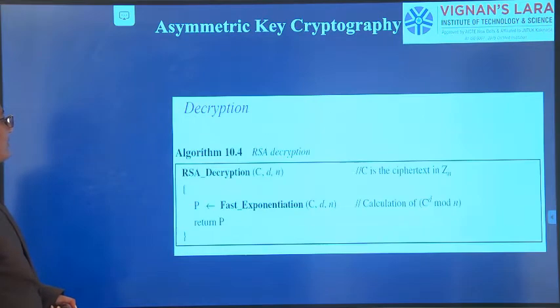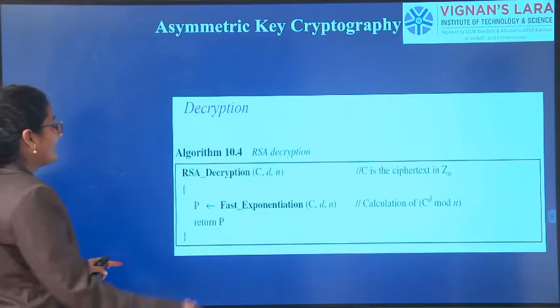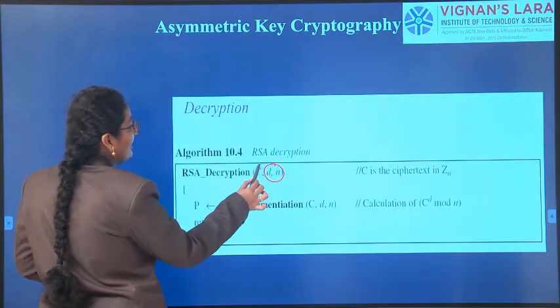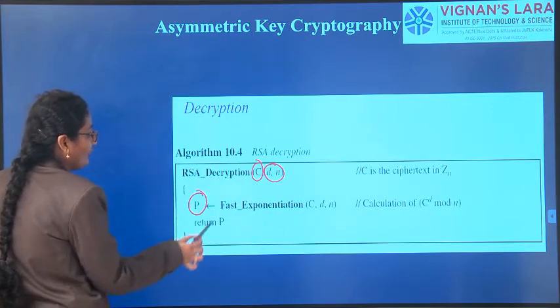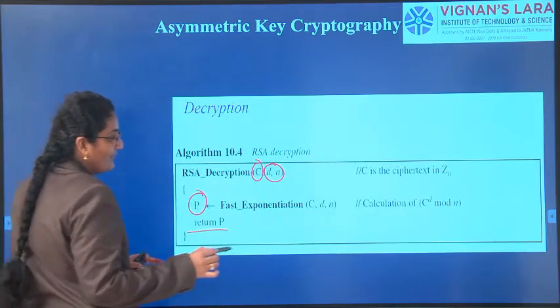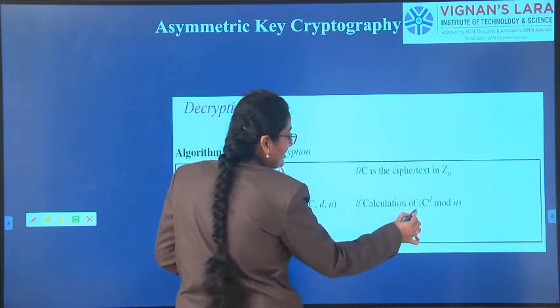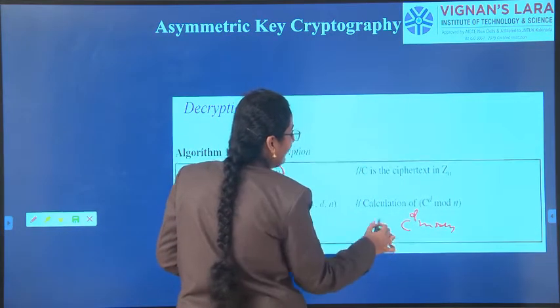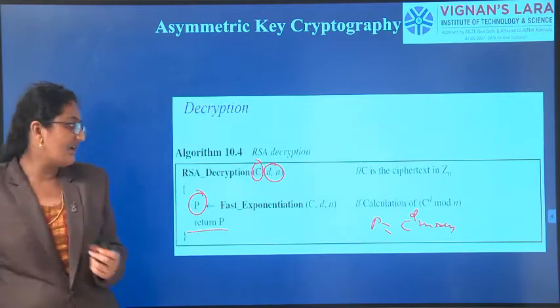Same way on the decryption side also. We are taking the private key. Private key is nothing but D comma N. We are taking ciphertext, calculating the value of P, returning the value of P. For that we have the formula: ciphertext power D mod N equals plain text. So the remaining we will see in the next class.